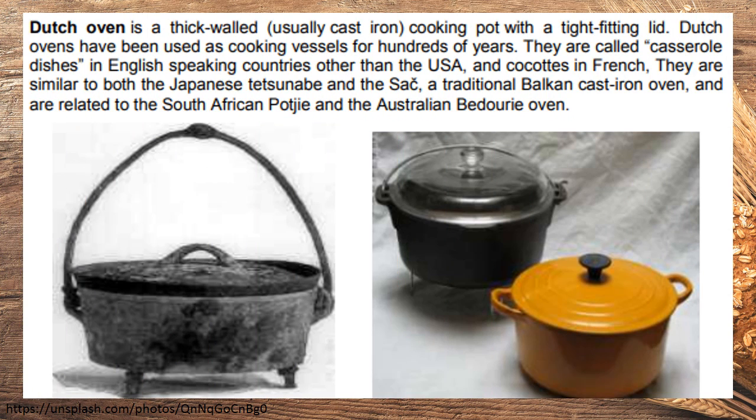Dutch oven is a thick-walled, usually cast iron cooking pot with a tight-fitting lid. Dutch ovens have been used as cooking vessels for hundreds of years. They are called casserole dishes in English-speaking countries other than the USA, and cocottes in French. They are similar to both the Japanese tetsunabe and the sač, a traditional Balkan cast iron oven, and are related to the South African potjie and the Australian bedourie oven.